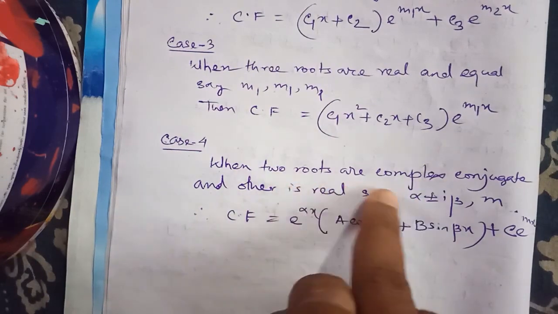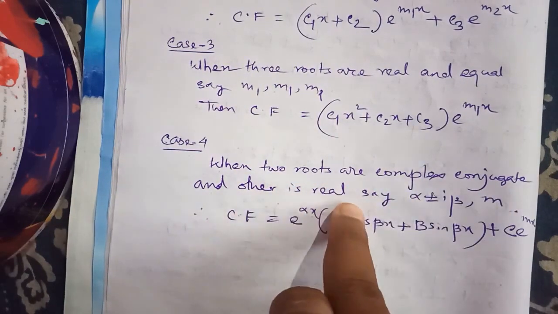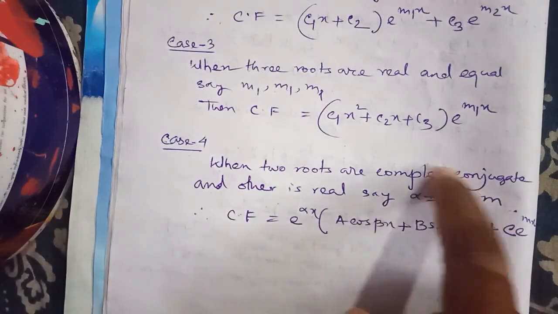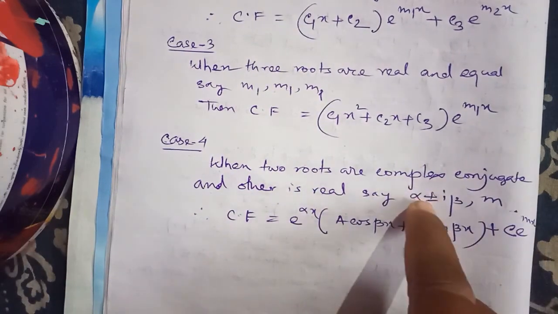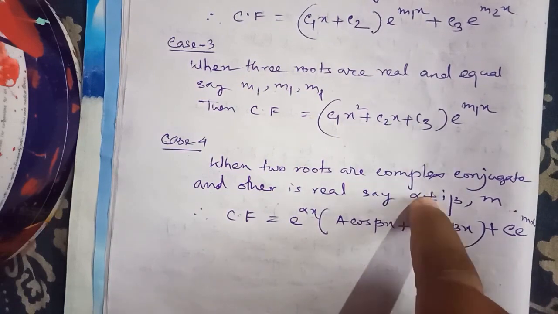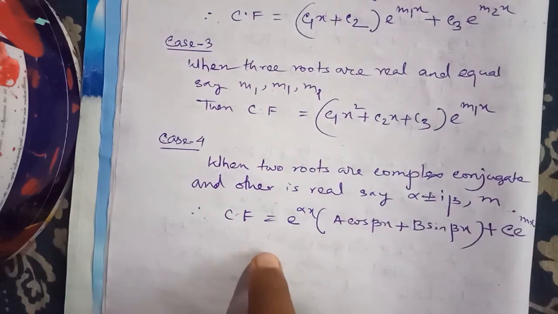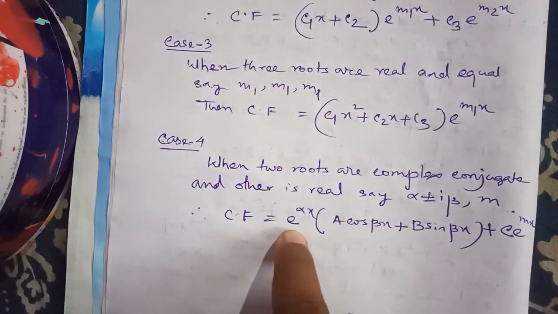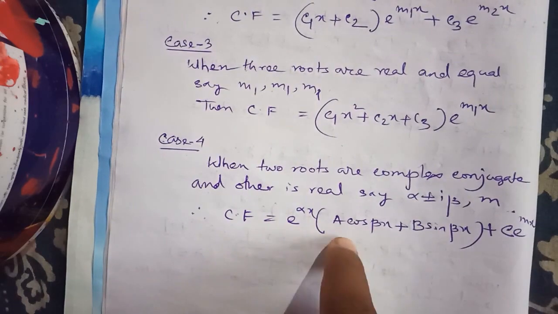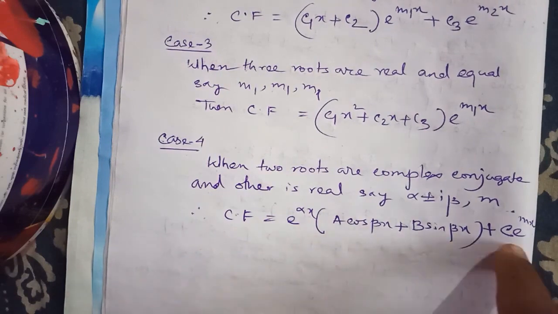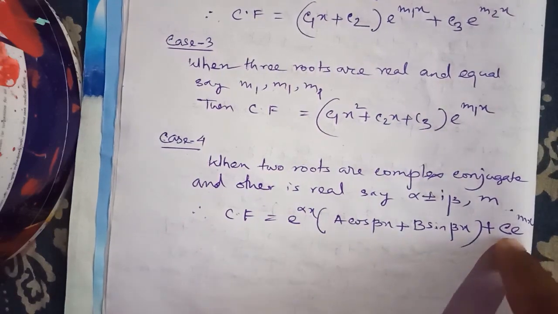So when two roots are complex conjugates and the other is real, say one is alpha plus i beta, its complex conjugate will be alpha minus i beta. These two will be together, and the third one is m. So in that case, the complementary function will be e to the power alpha x (a cos beta x plus b sin beta x) plus c e to the power mx.